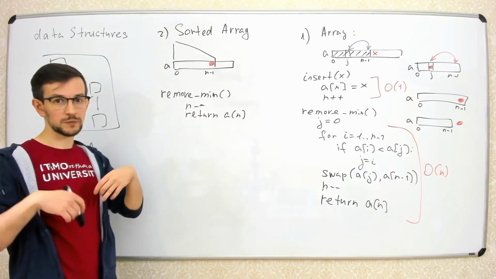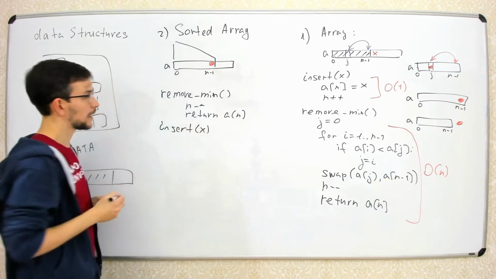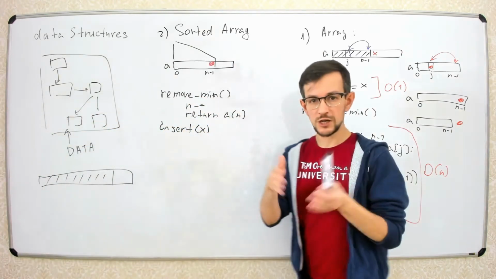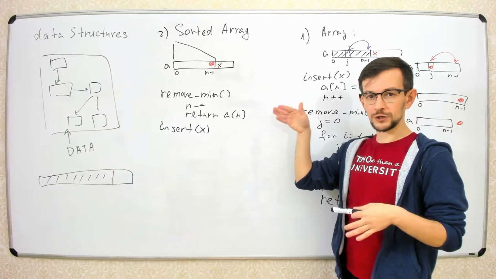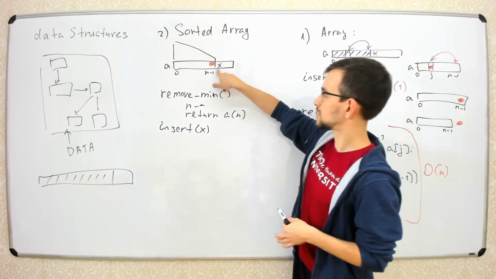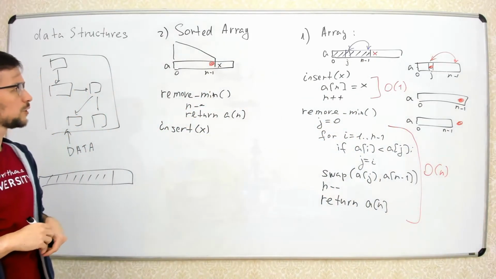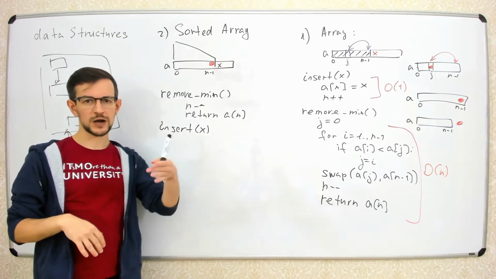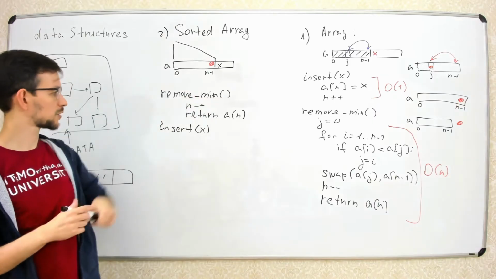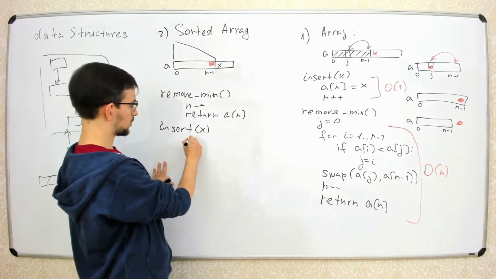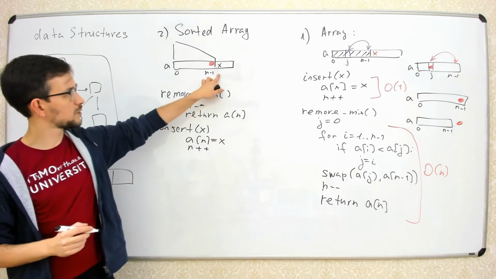And now we need to be able to insert a new element. This is complicated because we need to keep the array sorted. So when we add element x here, we need to put it in the correct position, such that the array remains sorted. The easiest way to do it is like we did in the previous lecture with insertion sort. We put it in the last position and then move it to the left until it reaches the correct position.